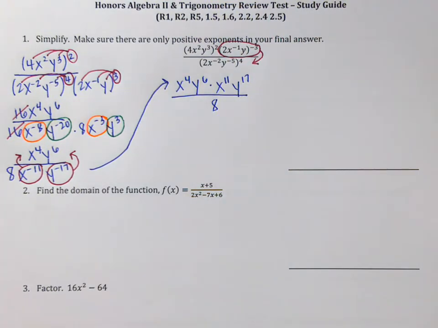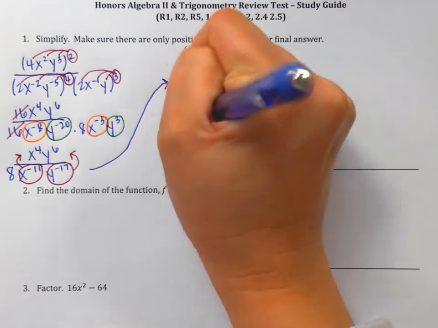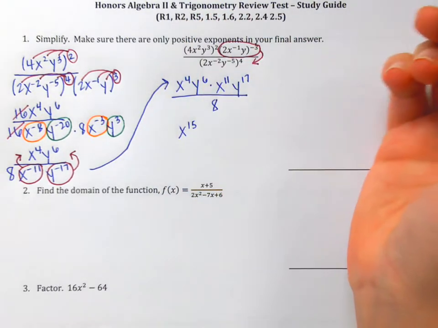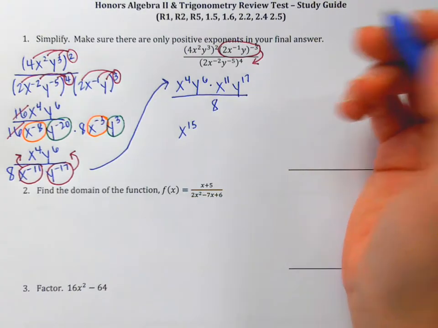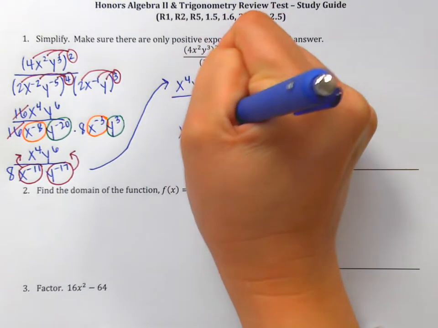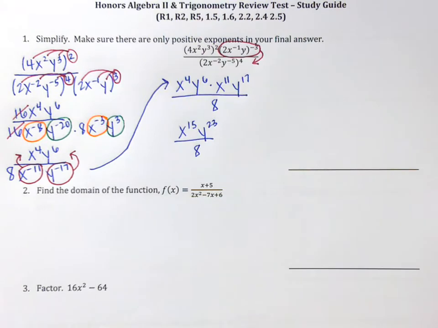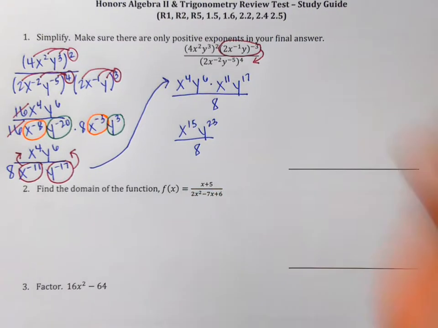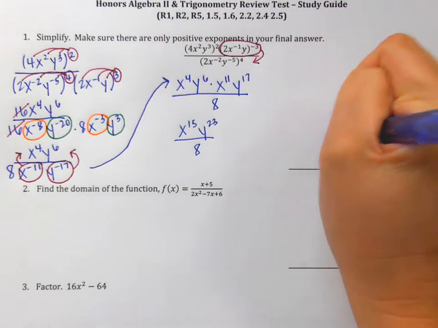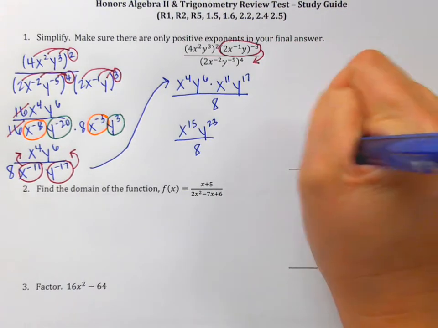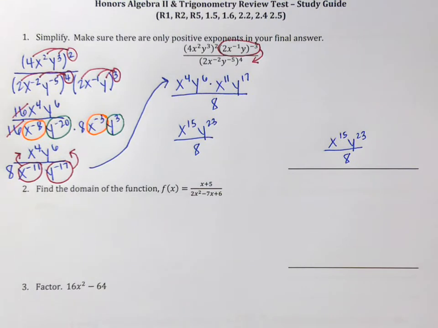So then I can start to combine my like terms. So x to the 4th and x to the 11th can now combine. 4 plus 11 is 15. And then 6 plus 17 is 23. I had to think about that one. And then the 8 just stays in the denominator. We can't move it. It doesn't have a negative exponent, so it just stays as is, and that is my final answer. So x to the 15th, y to the 23rd, all divided by 8. And that does it for number 1.